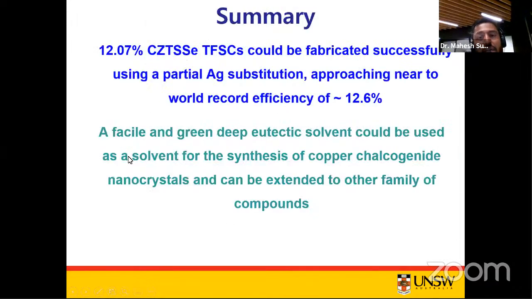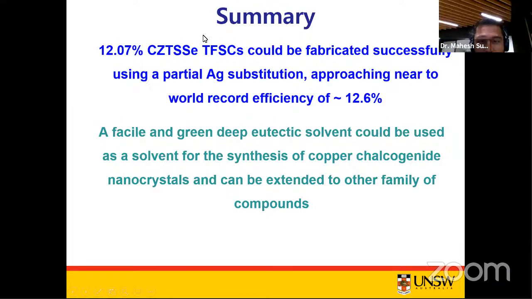Finally, let me conclude today's presentation. We achieved an efficiency of about 12.07%. Of course, we have recently improved this efficiency to about 12.3%. We haven't reported that work yet, so I did not include that data in today's presentation. So the CCTSS thin film solar cell could be successfully fabricated using this partial edge substitution, which is approaching the near world record efficiency of 12.6%.